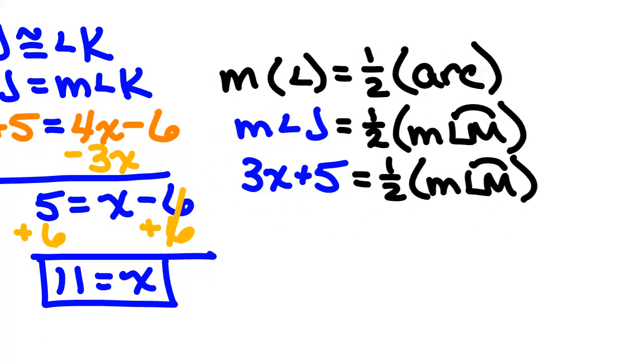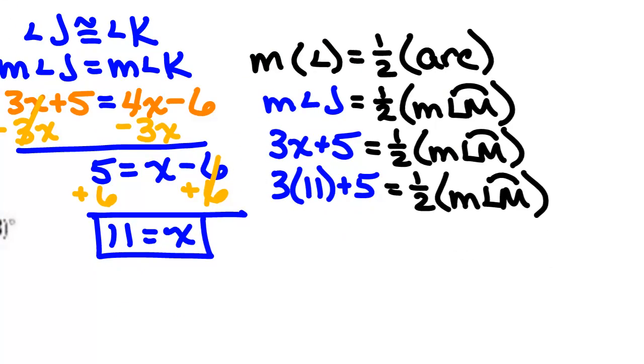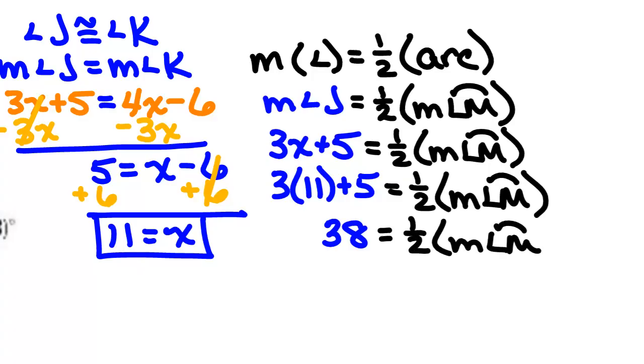And x is how big? 11. So I have 3 times 11 plus 5. What's 3 times 11? 33 plus 5 more? 38. So 38 is equal to 1/2 the measurement of arc LM.